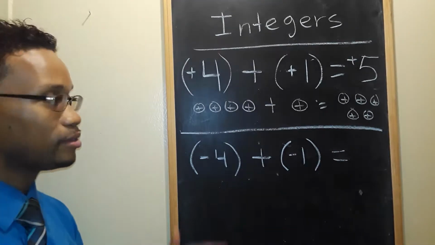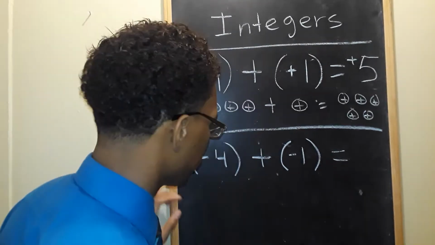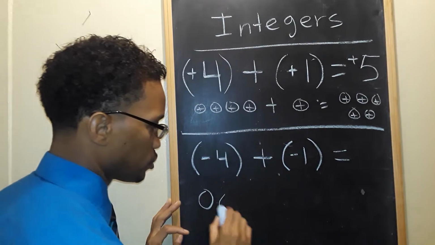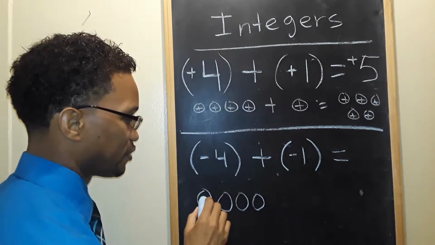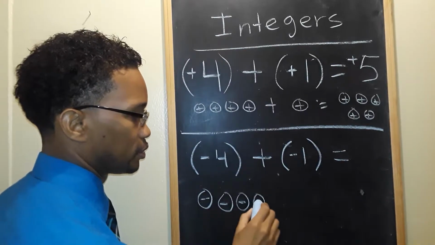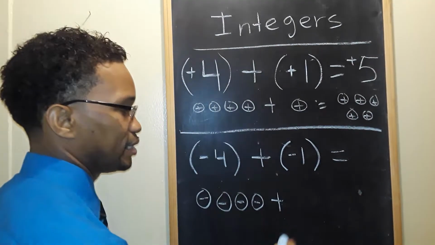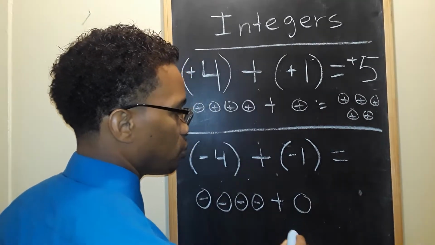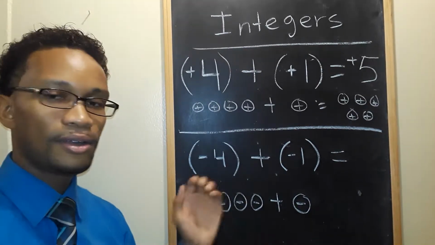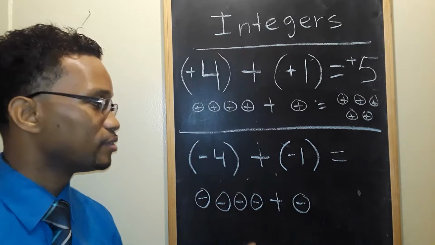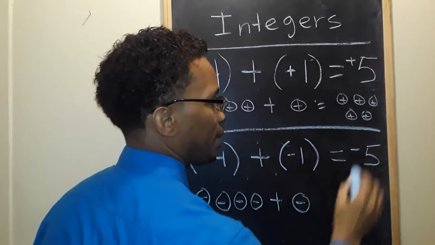We're going to do the same thing with this drawing to help clarify things. Here, I'm going to draw 4 circles, but instead of writing a positive symbol inside them, I'll put a negative symbol, indicating that this is representing negative 4. Then I'll put a plus sign, and I'll draw 1 circle with a negative sign inside. When you count them all together, what is the number that we have? It's negative 5.